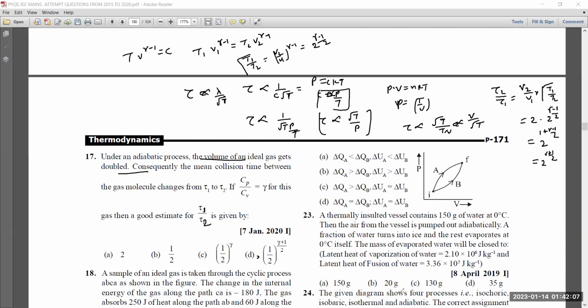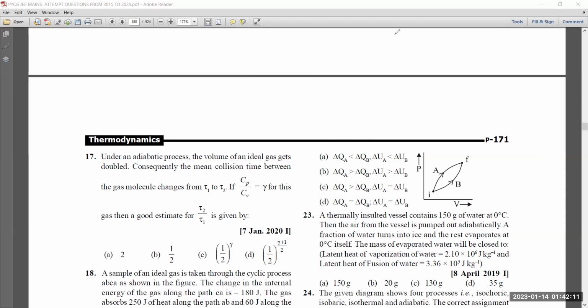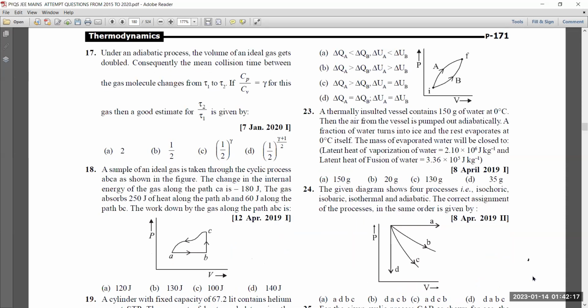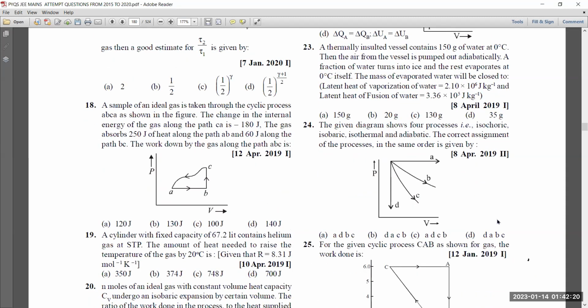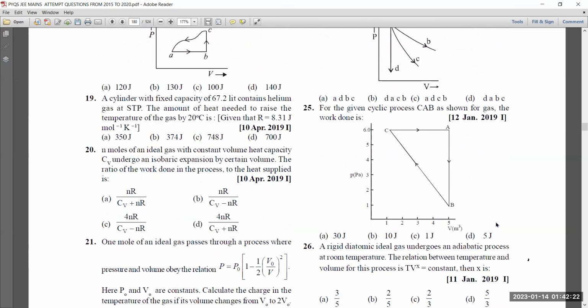I hope this is clear. So these are unique questions. The rest, whatever you're seeing, the graphical questions, you can solve with ease.